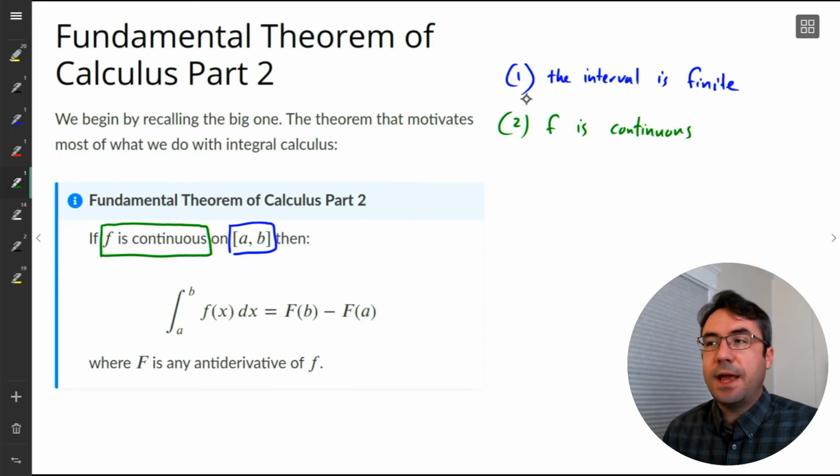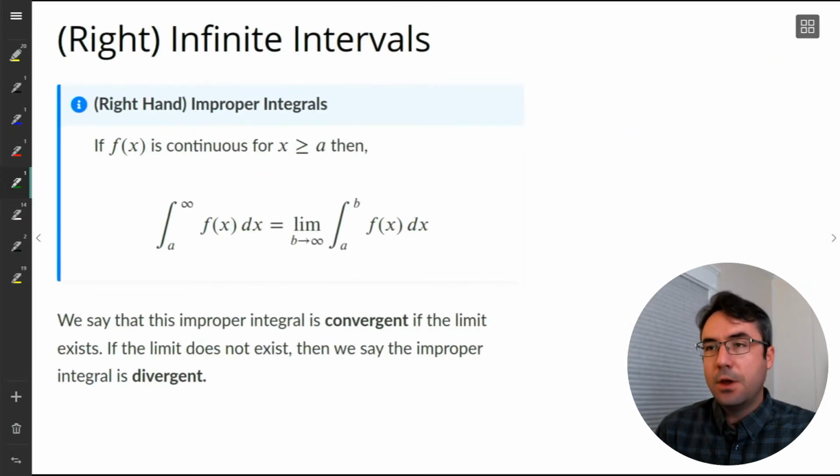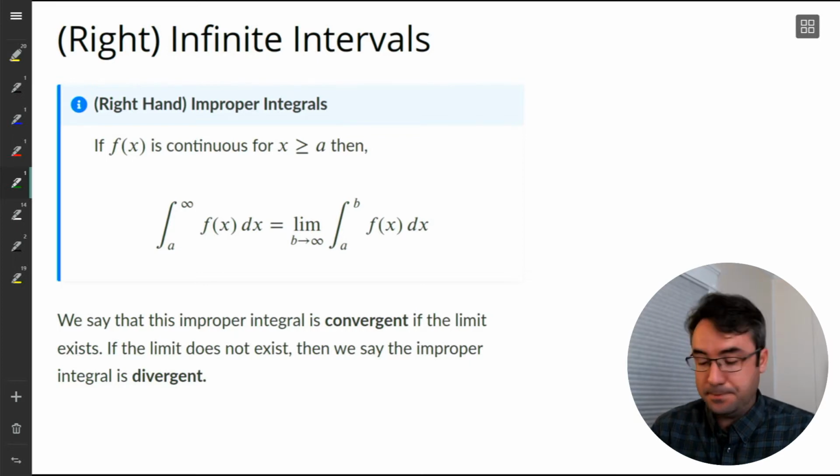So we're going to see what happens when we look at intervals that are not finite and functions that are discontinuous. And we're going to see how we can actually define a new type of integral based on relaxing some of those conditions. And that's the first one we're going to look at. We're going to look at what happens when we try to integrate over an infinite interval.